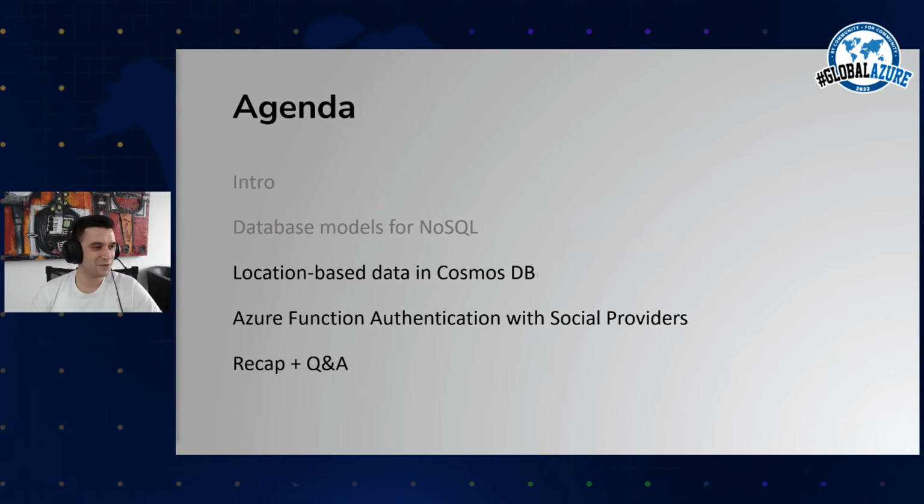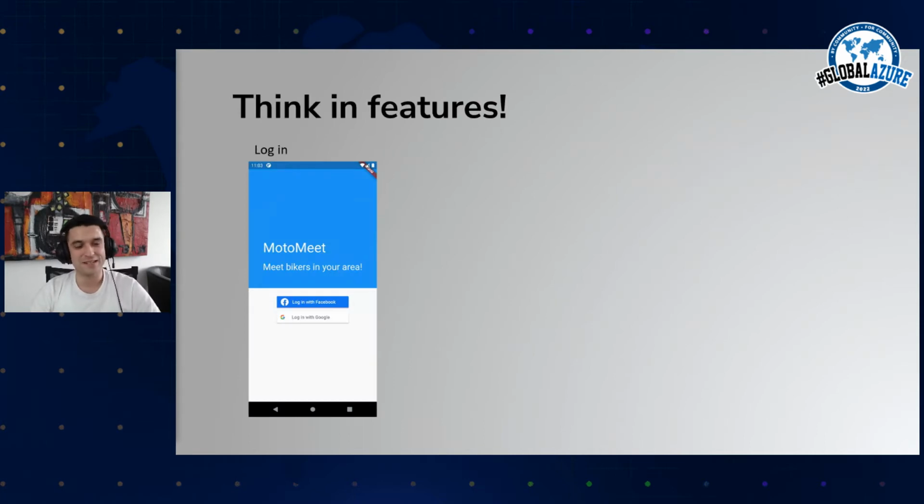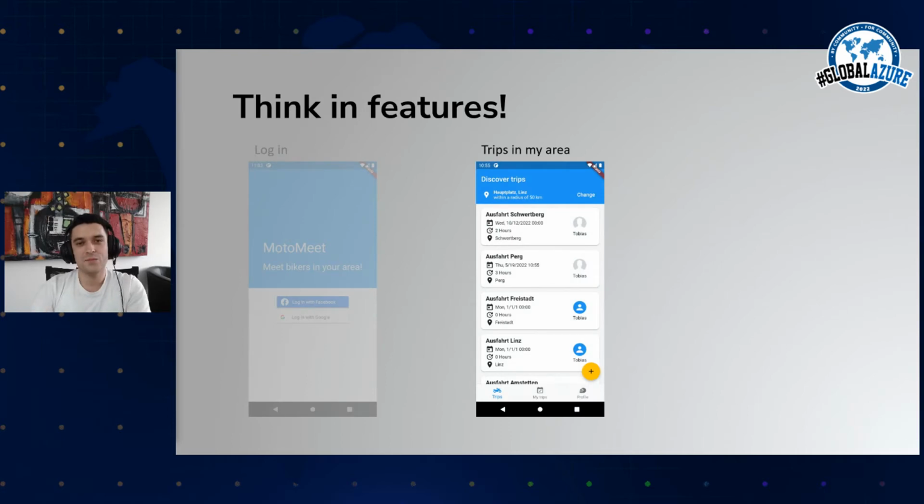And now let's continue with some special features that Cosmos DB offers when working with location-based data. Again, let's start with the feature itself. So I told you there's the login screen. And after logging in, I'm presented all the trips that happen within a radius around my current location.